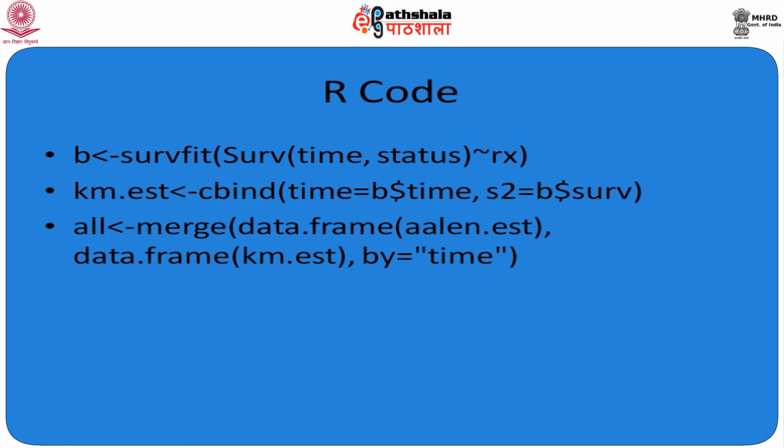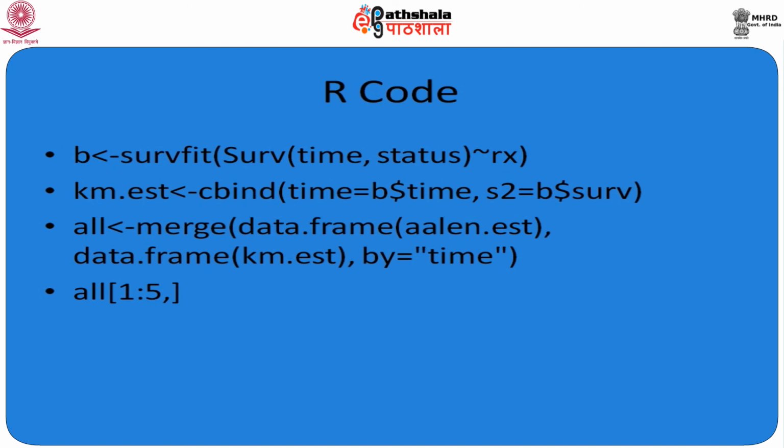See, already we are having the Nelson Aalen estimator assigned as aalen.est, and again here we are getting the Kaplan-Meier estimator that is assigned as km.est, and these two estimators will be plotted into a single graph to get the comparative difference of these two estimations. To get the comparative estimation of two different graphs, we are using the function called merge, and into merge the data frame we are assigning the aalen estimation and comma the data frame km estimations by time.